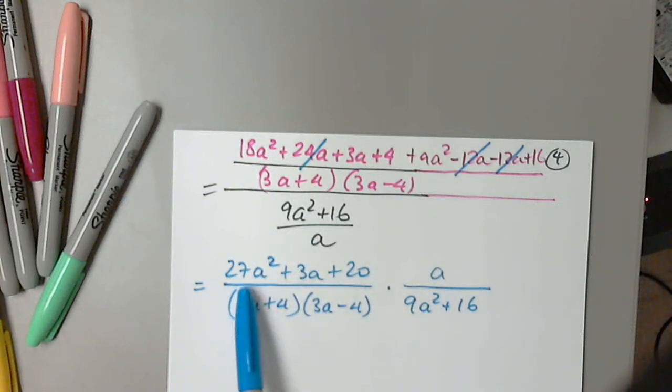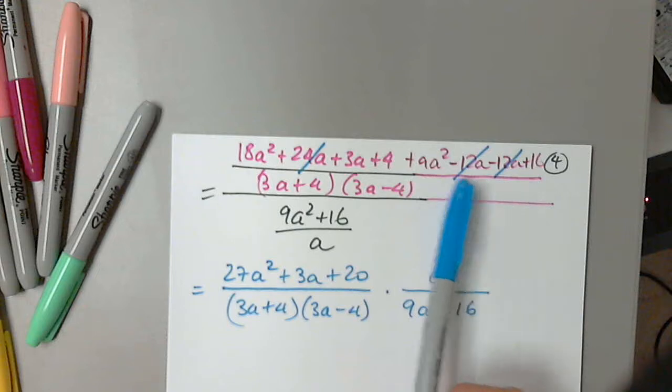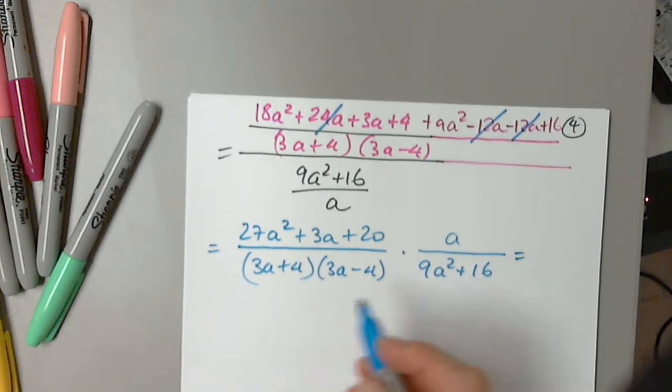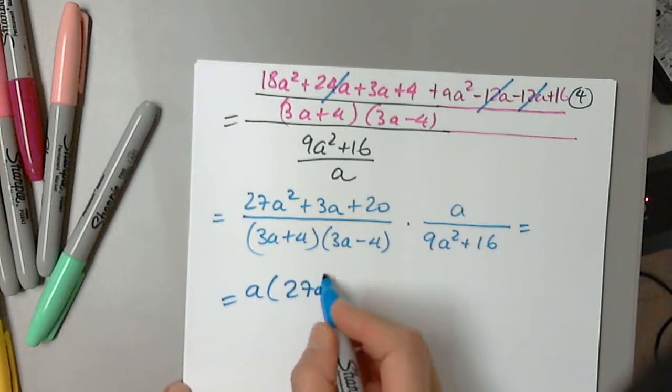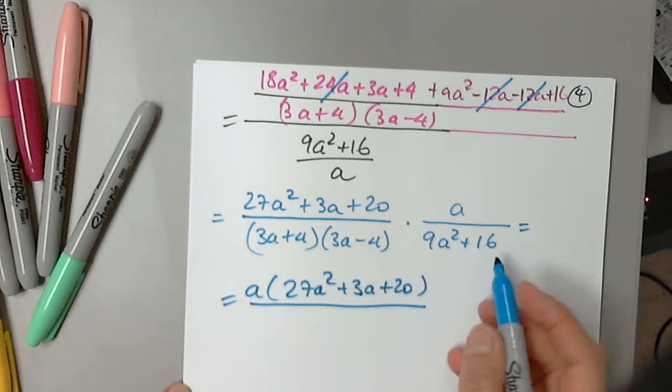That was the only thing. It's 27, it's a 3a, the only one left over, and 20. I flipped the denominator, that's it. I don't see anything else. So I will rewrite it by simply putting a in front: 27a squared plus 3a plus 20, and all these three side by side.